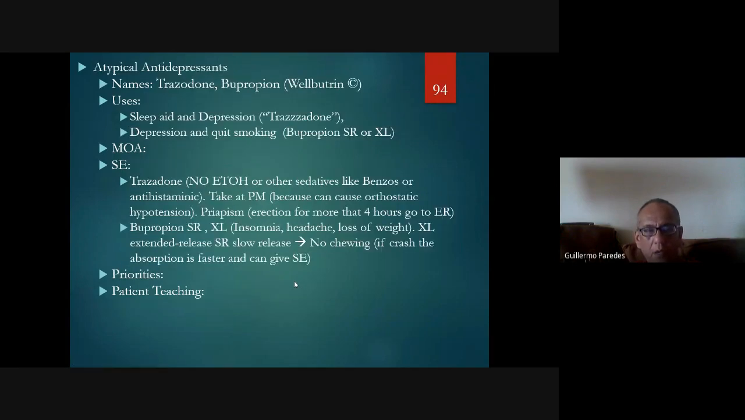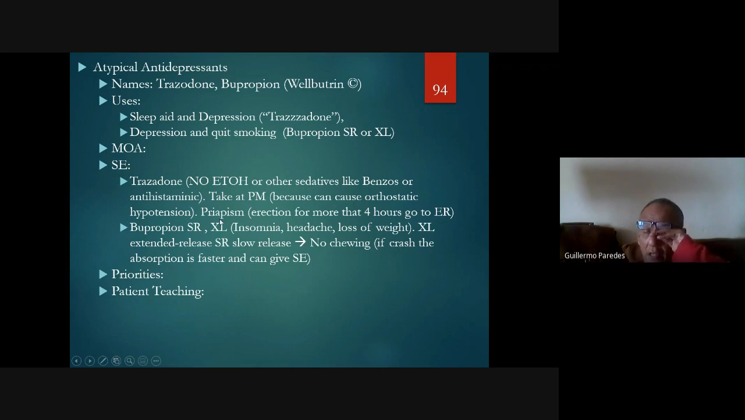All right, so we have the atypical antidepressants, that is trazodone and bupropion. That is used for sleep aid and depression. Trazodone, it has a Z. Can you see the Z? The Z is a symbol of sleepy. Okay, it's a sleep aid and for depression. Bupropion can be used to quit smoking. No alcohol, like all other sedatives like benzos or antihistamines, because they can increase the effect. Take at PM because it can cause orthostatic hypotension.